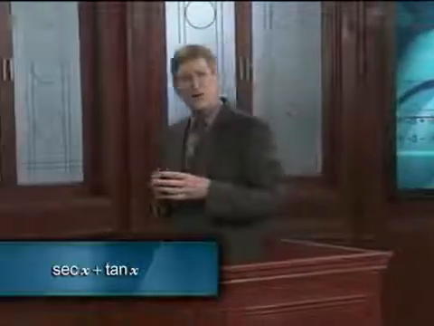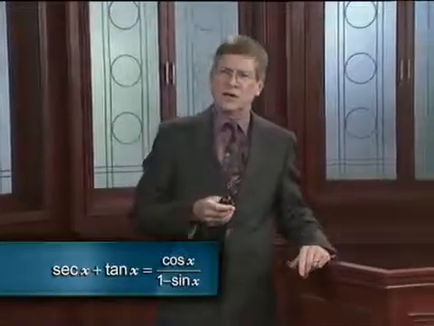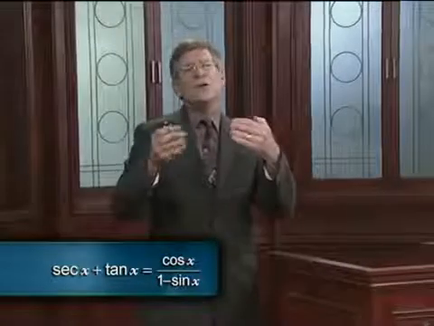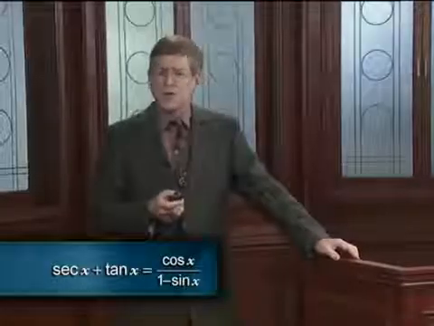Okay, let's verify another identity. I think these are kind of fun. Secant x plus tangent x. Let's show that that's the same as cosine x over 1 minus sine x. And we're going to see a technique here very similar to rationalizing the denominator. I'm going to start with one side, do some math, and end up with the other side.